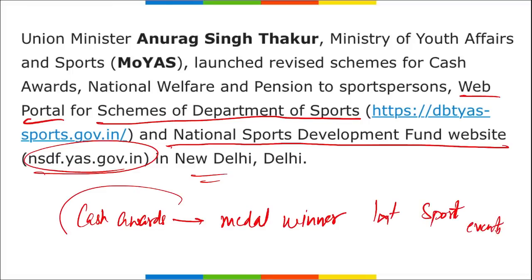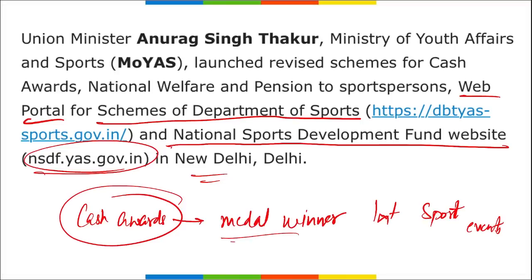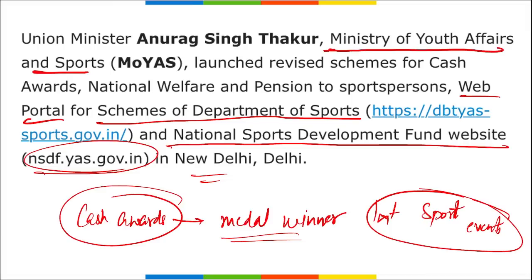I repeat, this cash award scheme that was launched by Anurag Thakur is for national welfare and pension to sports person, and this will be applicable to the medal winners in the international sports event. Alright, in the international sports event, highly important that you have to remember. Other way this question can be asked, that the scheme of cash award was launched by which ministry? It was launched by Anurag Singh Thakur, who is in the Ministry of Youth Affairs and Sports.